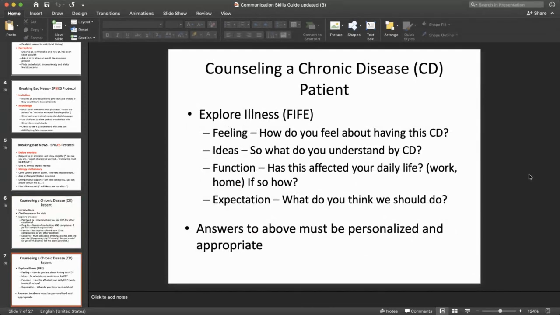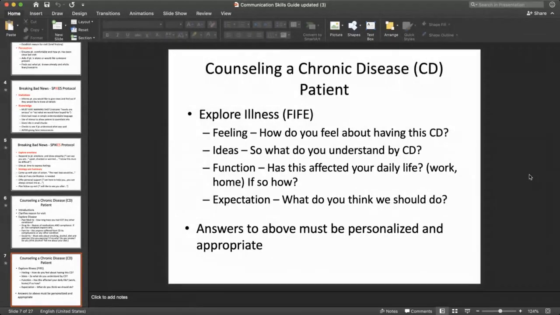This part of the chronic disease counseling is not done too well. This one relates to the illness experience. So Professor Maharaj might have spent some time speaking about the FIFE and how we go about exploring the illness experience using the FIFE acronym. So it stands for feelings, ideas, functions, and expectations.